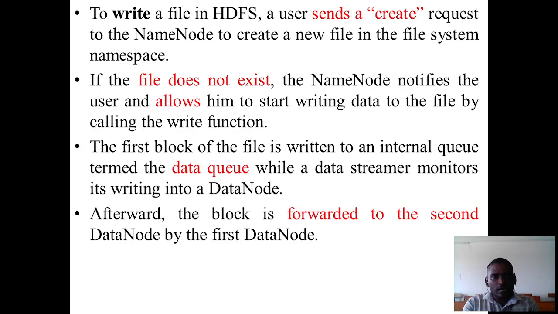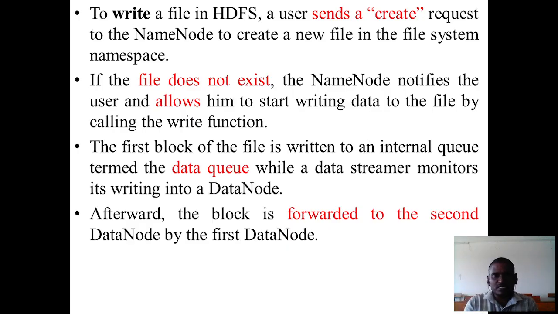Another thing is the write operation. Write operation means you are going to store the data. That means you create a request to the name node to create a new file in the file system. If you want to store any data to HDFS, you send a write, that is a create, request to the name node. The name node can identify the data node, that is, whether space is available in the data node. If the file does not exist, the name node notifies the user and allows them to start writing data in the file by calling the write function.